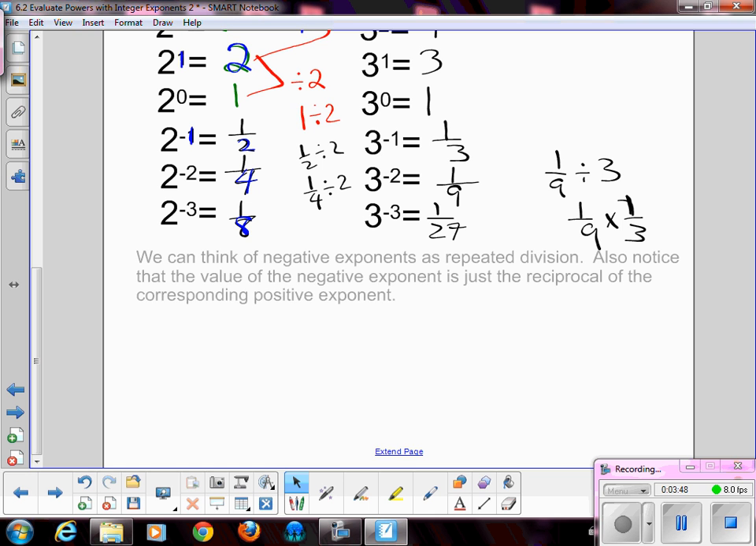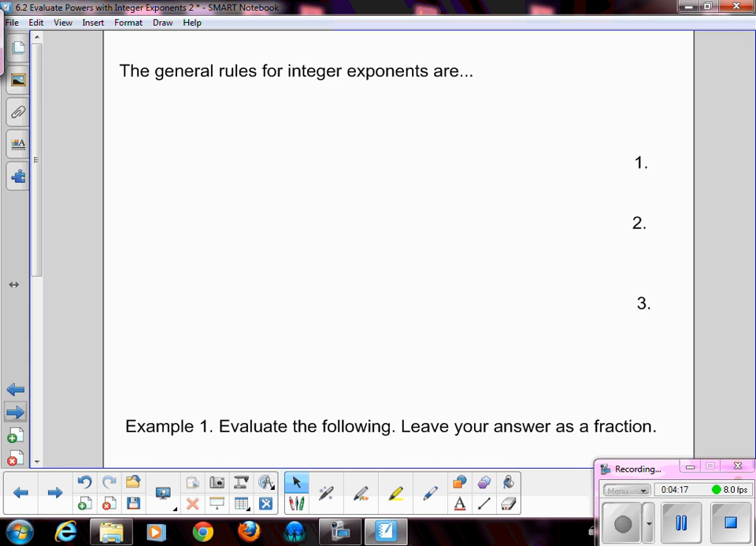So what we end up having, we can think of a negative exponent as repeated division. Notice I divide. Also notice that the value of the negative exponent is just the reciprocal of the corresponding positive exponent. Okay? So that makes sense. So we were able to determine that by following a pattern rather than repeated multiplication that we learned when we first learned about exponents.